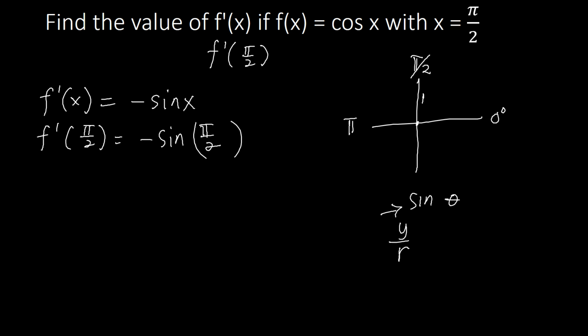Because when we say sine theta, that will be equivalent to y over r. If y is 1, r is 1. So that means this is equal to 1. So our f prime of pi over 2 is equal to, we have a negative here, so negative, and then sine pi over 2, that's equivalent to 1. So our f prime of pi over 2 will be equal to -1.